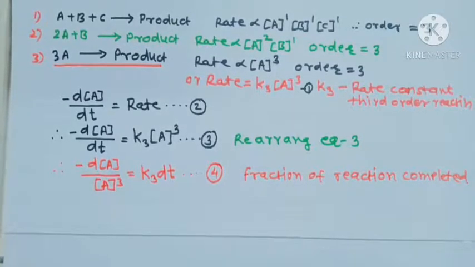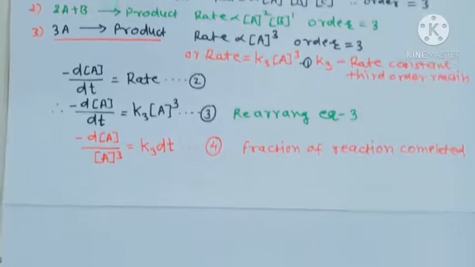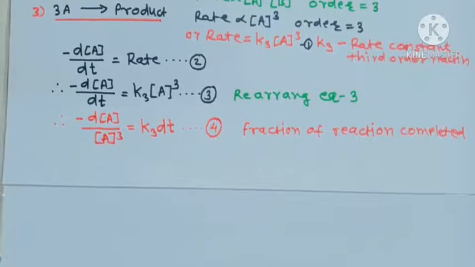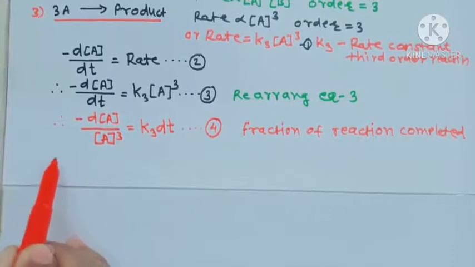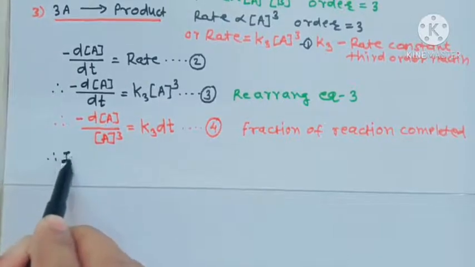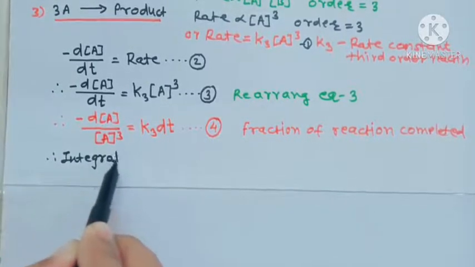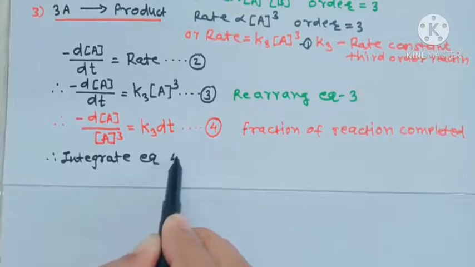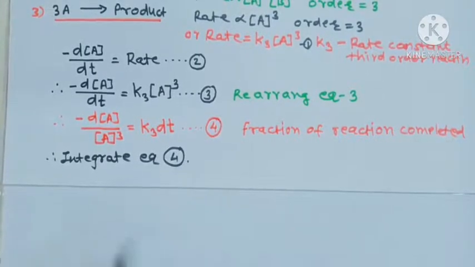From this fraction of reaction completed, we have to find out what will happen to the overall reaction. And therefore, we have to integrate equation 4. When you integrate equation 4, you will get the overall change in the reaction with respect to time t. So overall time is t.